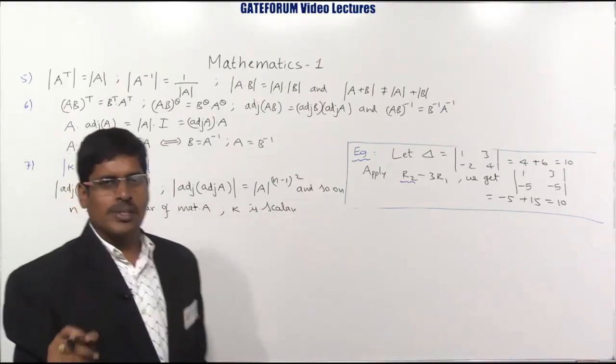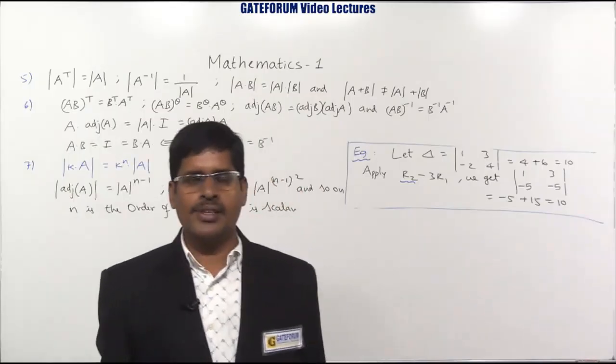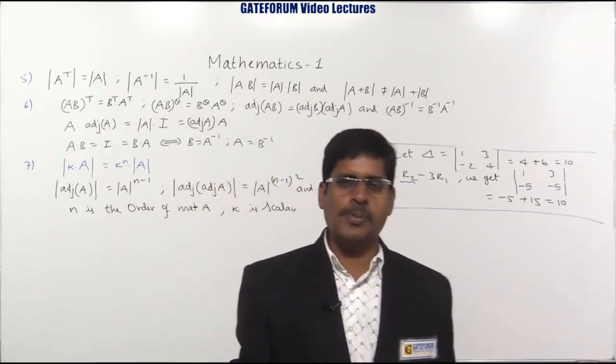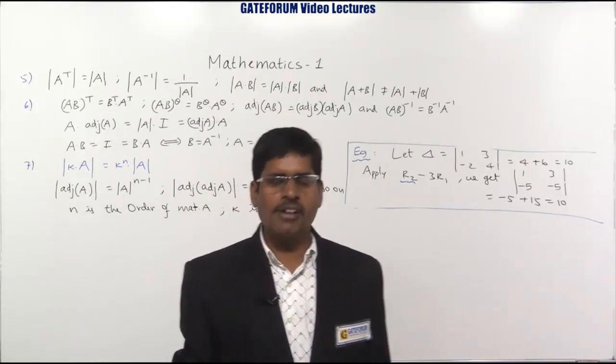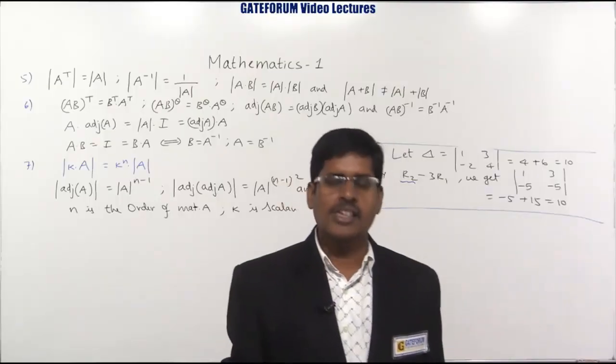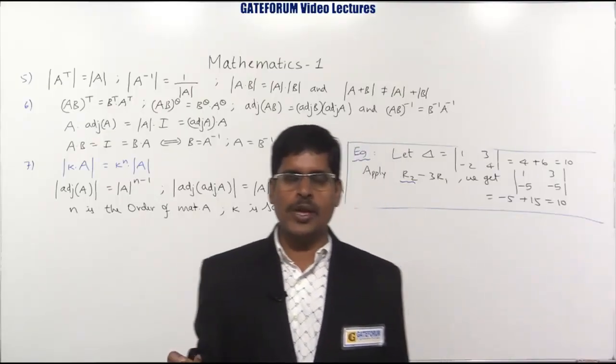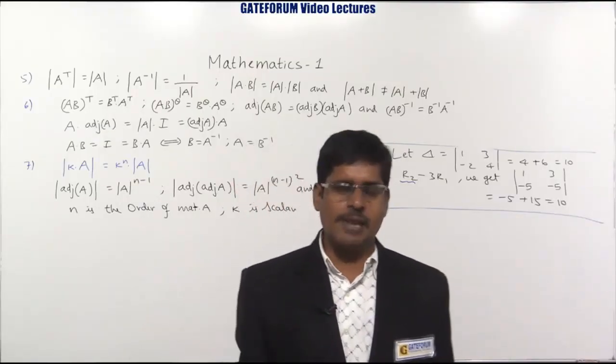So if I take K equal to 3, what is the meaning of 3 into A, which is a scalar multiple of a matrix? Every element of matrix A is multiplied by 3, if I take 3A. Similarly, K into A means every element of matrix A is multiplied by K.